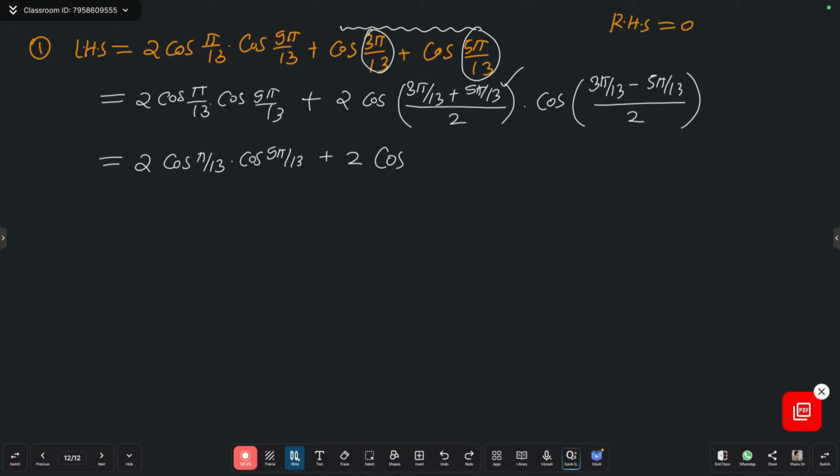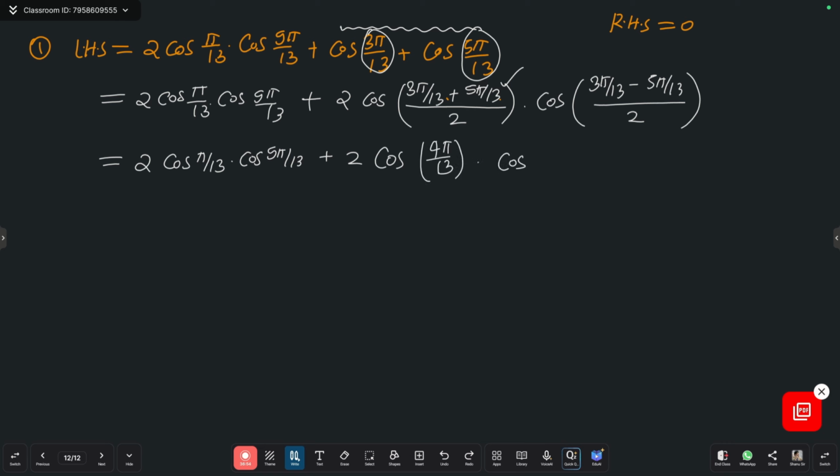When the denominator is the same, there is no need to take the LCM. Directly you can add, like 1 by 2 plus 3 by 2, you do 1 plus 3, 4 by 2. You can see the denominator is the same, 13 and 13. So it will be 3 pi by 13 plus 5 pi by 13, that is 8 pi by 13 upon 2, which is 4 pi by 13.